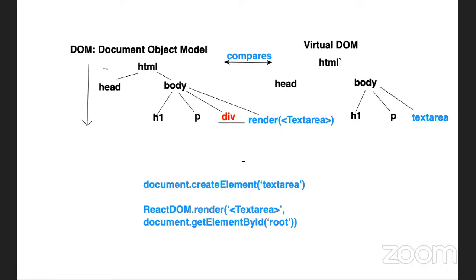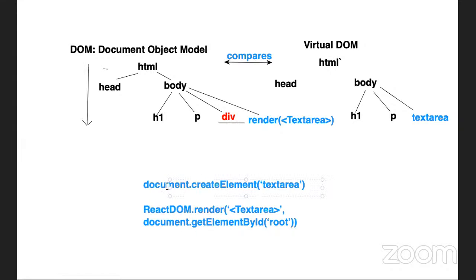Sir, like the previous one which you mentioned, document.createElement, where does it get created? Because for ReactDOM.render, we are specifying where we want to create using the ID, but for the previous one, we aren't.